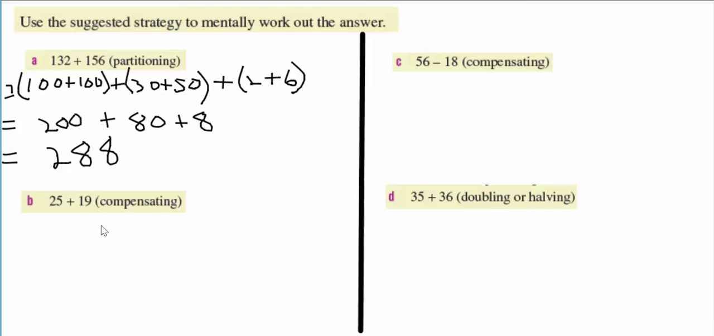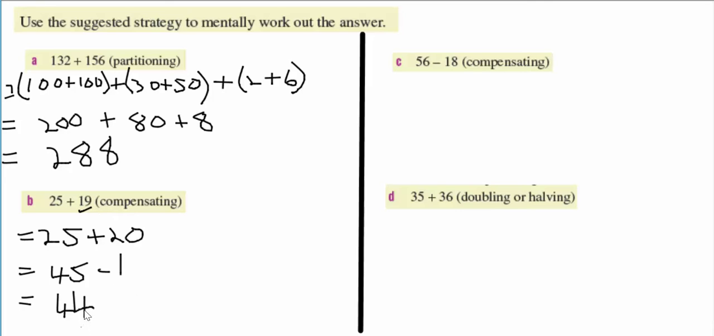B, compensating. So we're going to round up to the nearest 10 or 100 or whatever the case may be. So 25 plus 19. This 19 is the easiest one to work with here. I'm going to round that up to 20. So I'm going to have 25 plus 20, which gives me 45. And now I've got to compensate and adjust for that 19. So I've got to take 1 away, because I rounded that up to 20, so I added 1 on, so I've got to take that 1 back away, so it gives me 44 as my answer for that one.